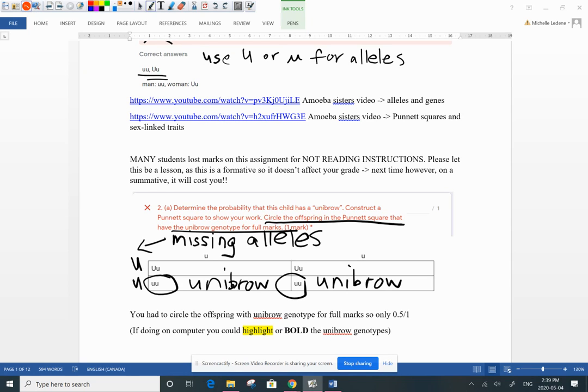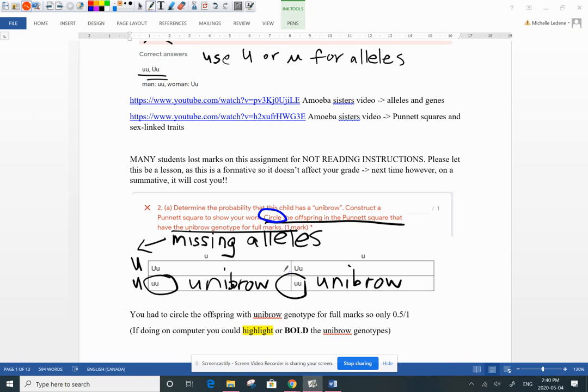But if you are not reading instructions on how to express your answer, or you're not reading the question carefully, then when it becomes a summative, it will affect you, right? And it will cost you. So read carefully. So here's an example. Circle the offspring that has the unibrow genotype.